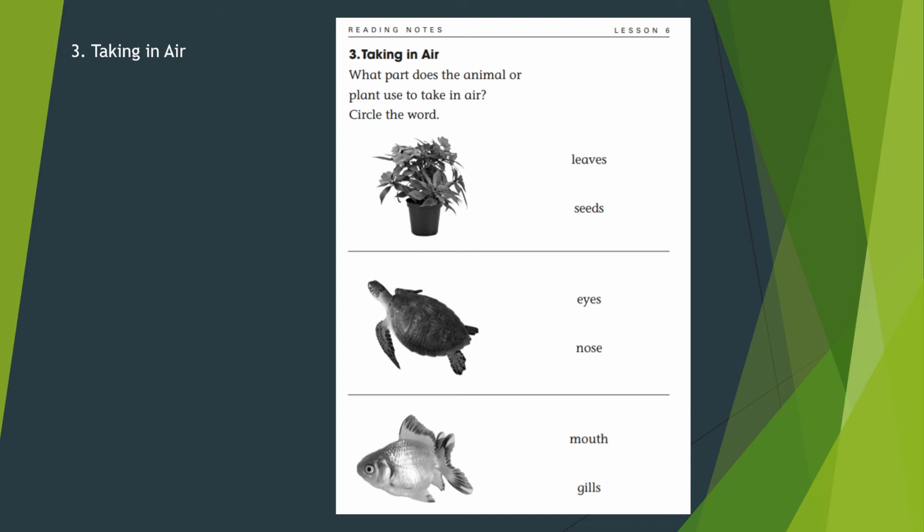Okay, how do they take in air? The plant, does it use its leaves or seeds? That's right, it uses its leaves. Good job. How about the turtle? Does it use its eyes or nose to get air? It puts its nose up out of the water. Good. And the fish? Does the fish use its mouth or gills to breathe? The gills is correct. Good job.